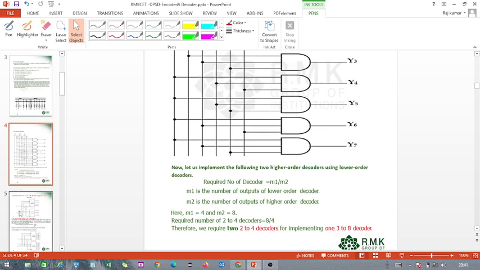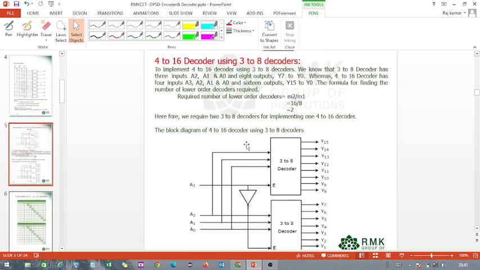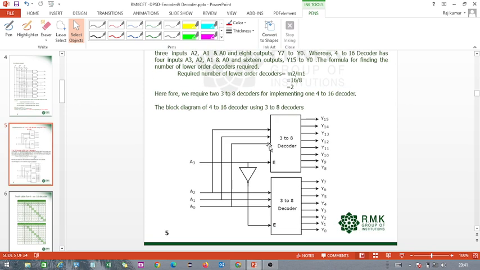And you can also implement a higher order decoder using lower order decoders, just like your demultiplexer and mux.